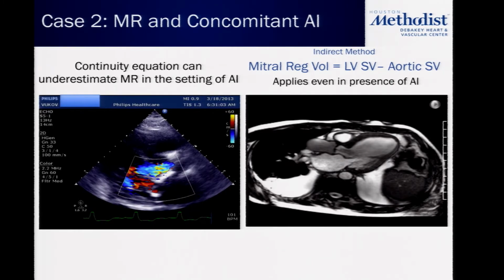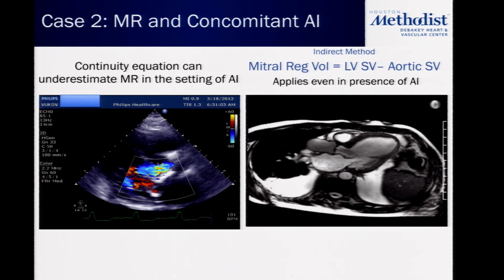Another example where CMR could be useful is when you've got multiple lesions. So if you have both aortic and mitral regurgitation, this is an example where the CMR method, especially this indirect method of LV stroke volume minus the aortic forward flow, works just fine. Because notice what happens when you have AI: the AI increases your aortic forward flow and it increases your LV stroke volume. So in this equation, it cancels itself out. And so as a result, your mitral regurg assessment is not compromised by the presence of aortic regurgitation.